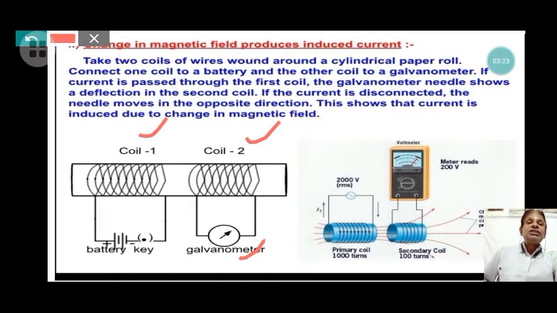When the current is switched on and switched off, the magnetic field changes with respect to coil 2, and due to the change of magnetic field, electric current is induced in the secondary coil. That is demonstrated in this experiment, and it proves that when the current changes, the magnetic field changes and electric current is produced.